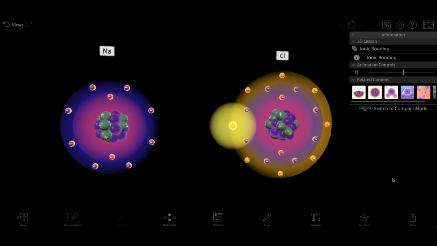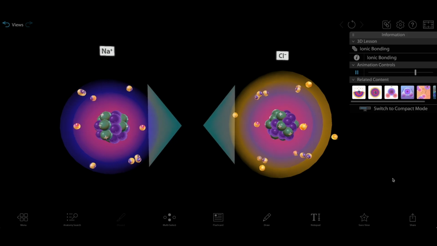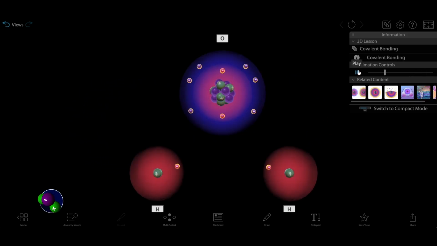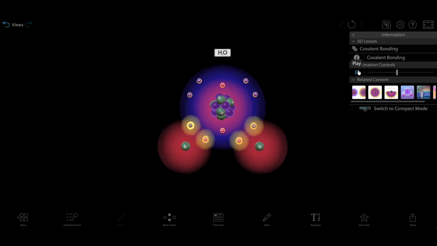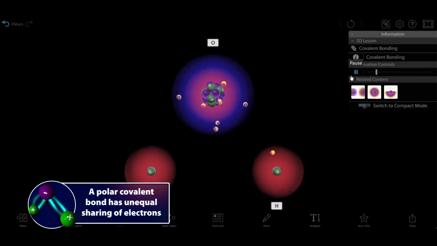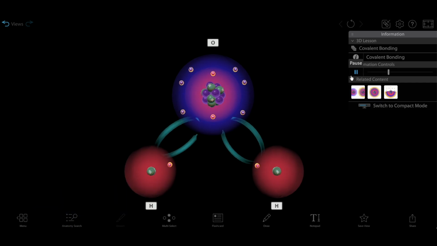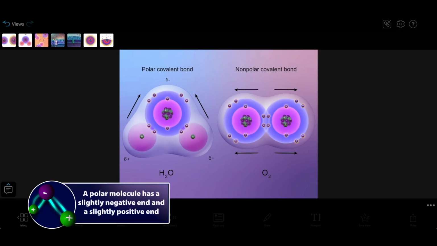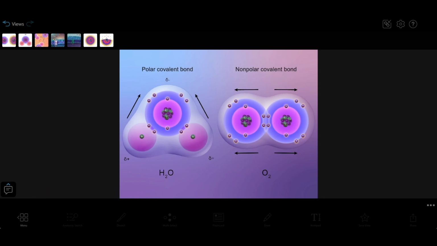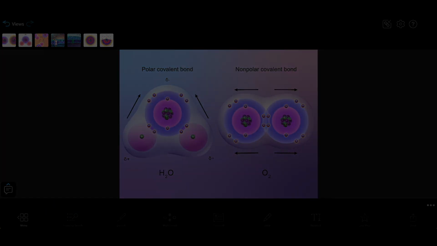Unlike an ionic bond, where electrons move from one ion to another, a covalent bond involves electrons being shared between atoms. But that sharing isn't always equal. When electrons are drawn more strongly toward one atom than another, negative charge becomes unevenly distributed. As a result, the molecule develops a slightly negative end and a slightly positive end. You can think of these ends as two poles that make the molecule polar.